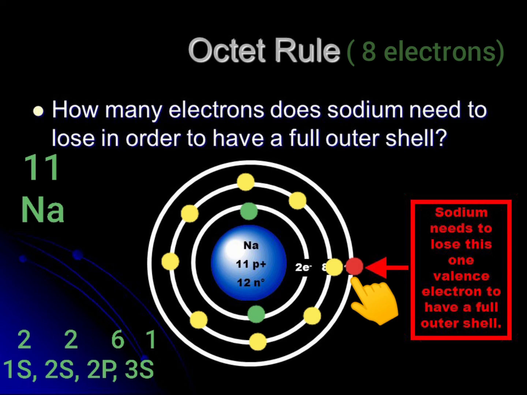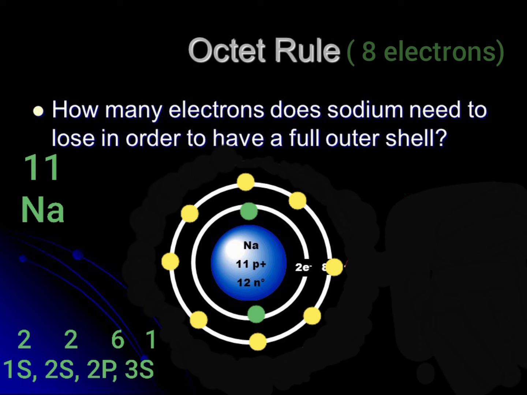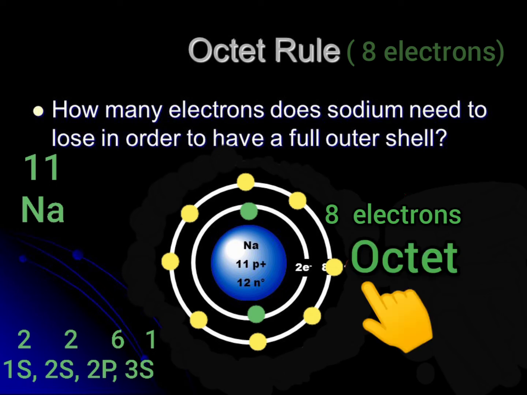If it loses its outer shell or valence electron, the second shell becomes the highest level. The total number of electrons in it is 8. According to the octet rule, it is an octet.